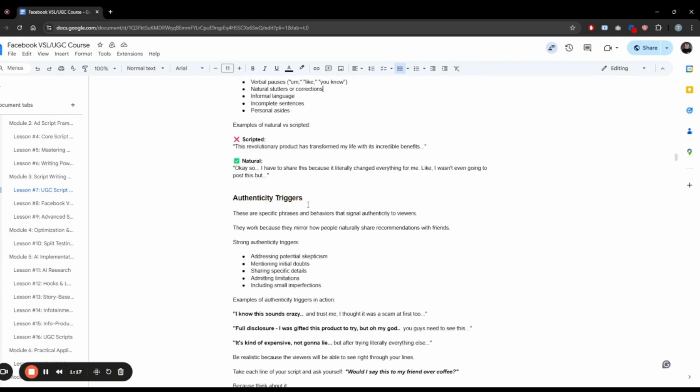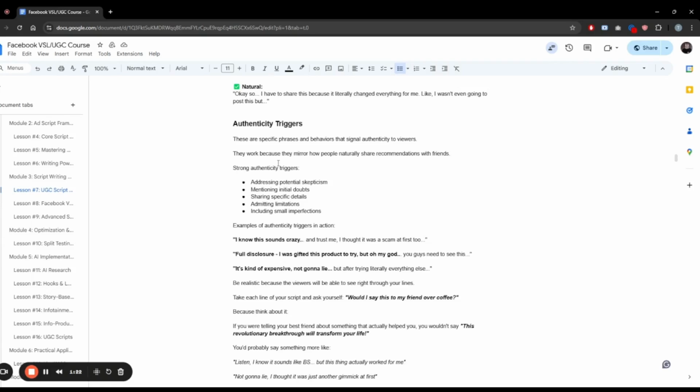These are specific phrases and behaviors that signal authenticity to viewers. They work because they mirror how people naturally share recommendations with friends. And strong authenticity triggers are addressing potential skepticism, mentioning initial doubts, sharing specific details, admitting limitations, including small imperfections. And examples of authenticity triggers in action is you can say, I know this sounds crazy, and trust me, I thought it was a scam at first too.